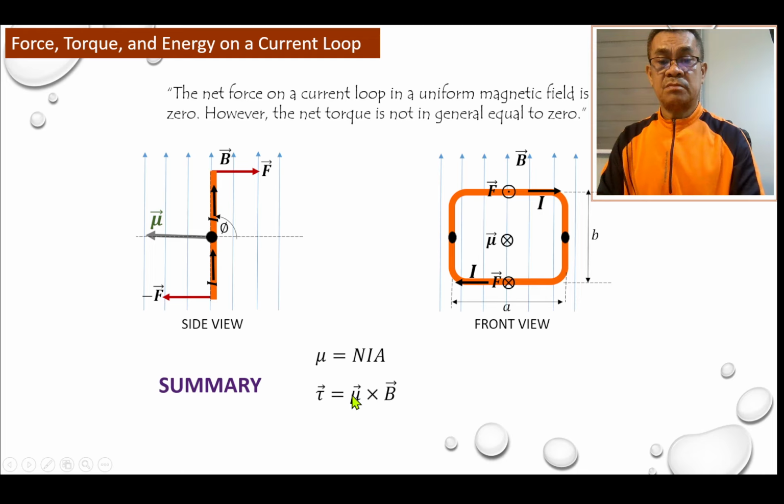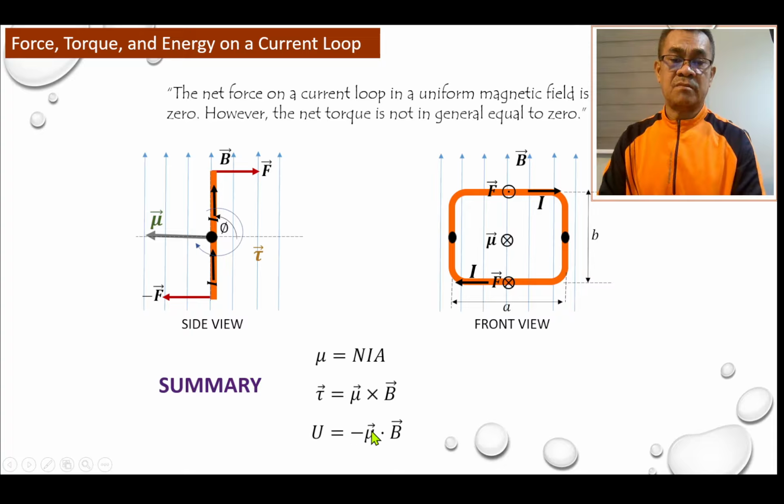Okay, then the torque is mu cross B. For the calculated torque here, take the cross product. So express this in vectors, then cross, or you may use the magnitude: mu times B times sine of the angle in between them. Okay, then the energy is the negative dot product of mu and B, so mu dot B. By the way, the torque should be mu cross B. You cannot reverse this to B cross mu. No, it is not, because the formula says it should be mu cross B.